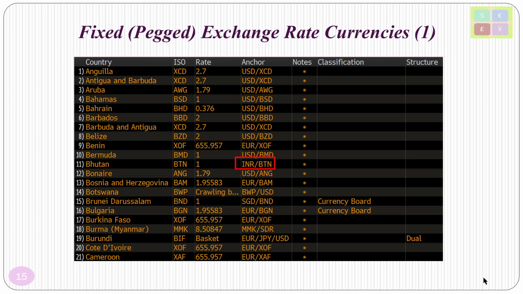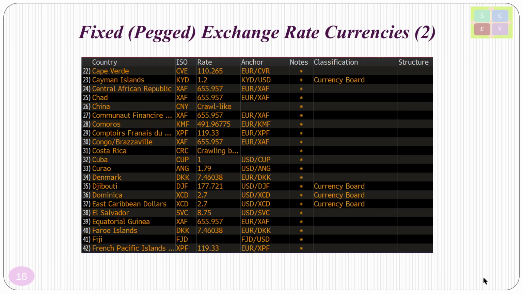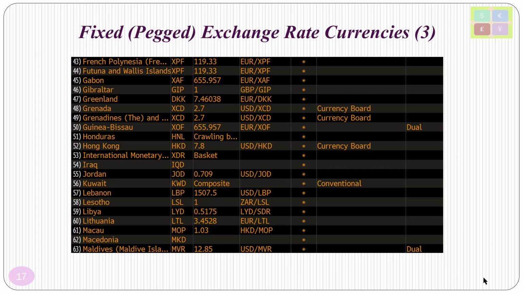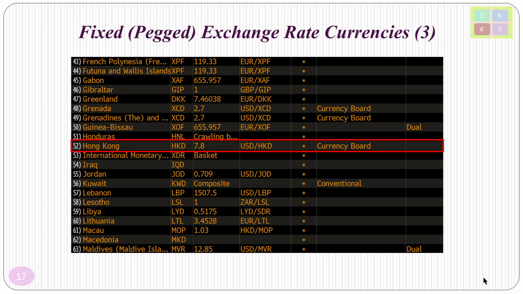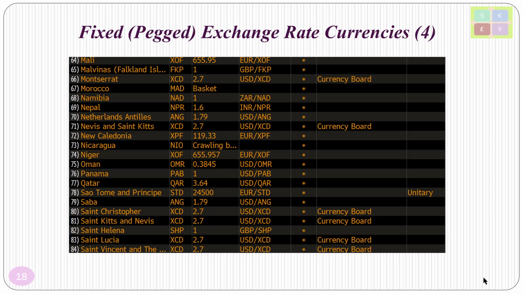Take a look at Bhutan's currency. It's pegged to INR, the Indian rupee, and the Brunei dollar is pegged to the Singapore dollar. The Danish krona is fixed to the euro. Notice the Hong Kong dollar is tied to the US dollar under the currency board arrangement. We will discuss the currency board a little later.